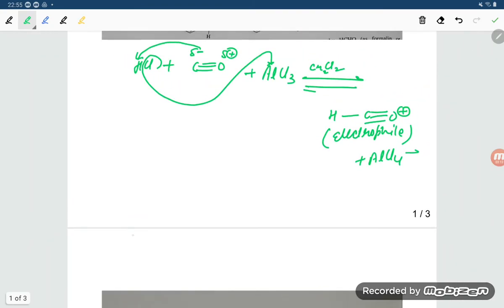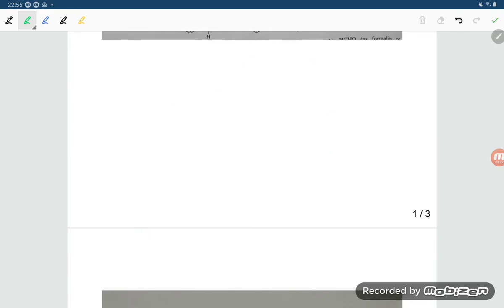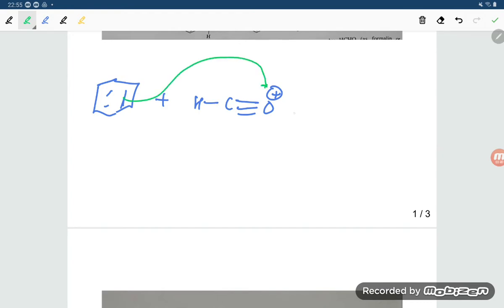Let us have a look over it. So we are having the benzene ring. In this benzene ring, we are going to attack with HC triple bond O positive. So the pi bond of the benzene ring is going to attack here. So what is the compound it is giving? Here is the benzene, and this is the hydrogen and this is oxygen.